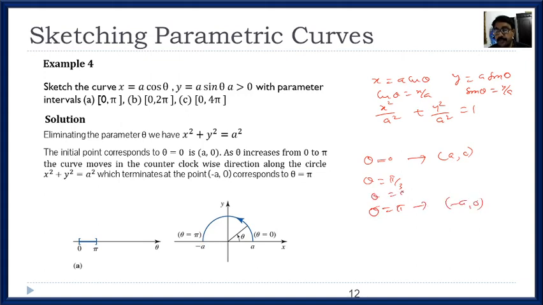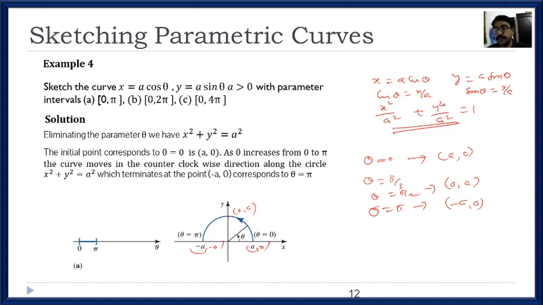When theta is equal to pi by 2, you get 0, a. So this is the point 0, a, and this is the point a, 0, and this is minus a, 0. So you get the curve like this. It is not a circle, but only a semicircle. So from the equation obtained by eliminating theta, you cannot say what type of curve it is. It is only a portion of the circle.